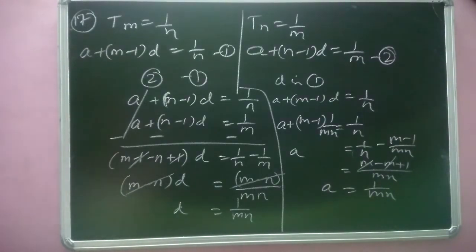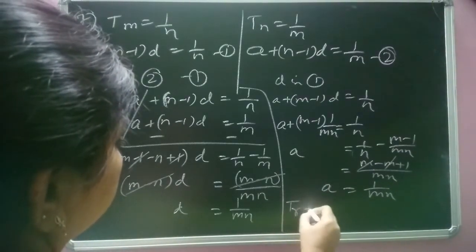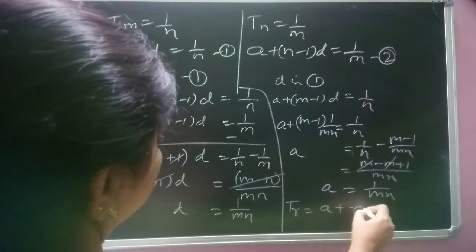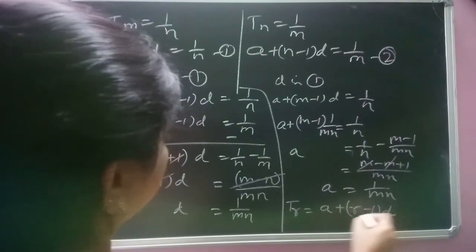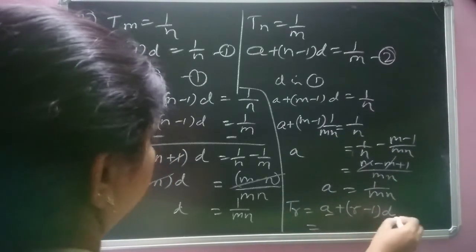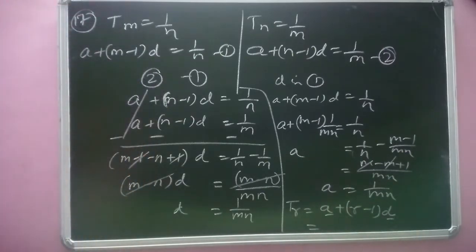After getting a and d, you have to find the rth term. So rth term will be a plus (r minus 1) into d. We can put the values of a and d here and solve and get the value of rth term, that is tr. So this was almost similar to the previous one.